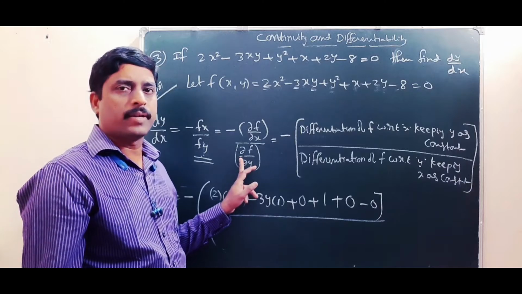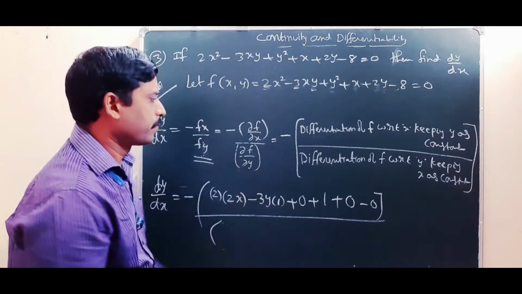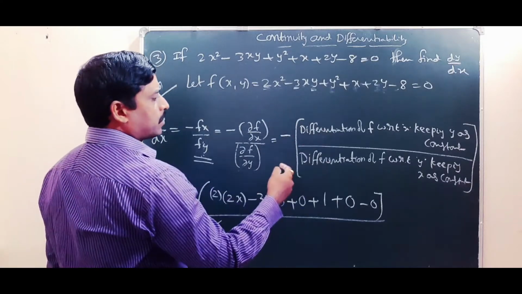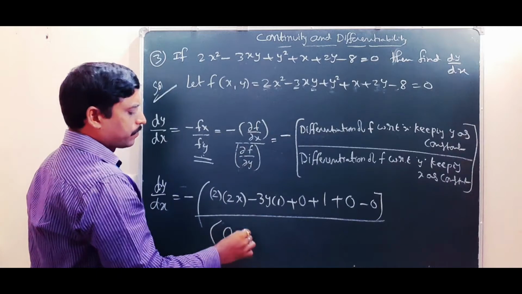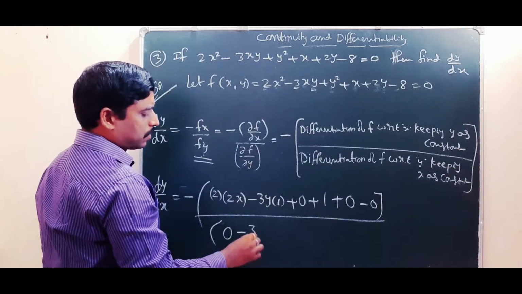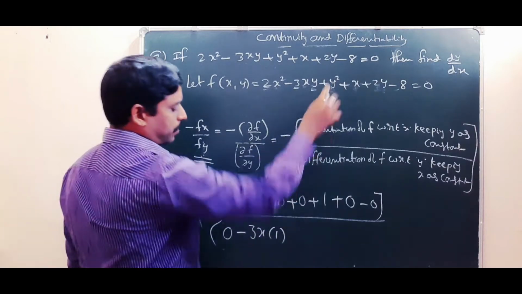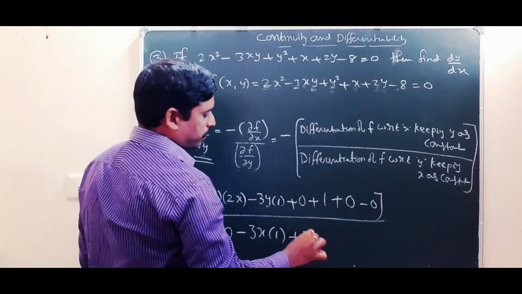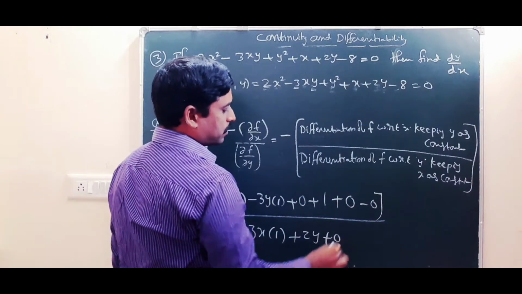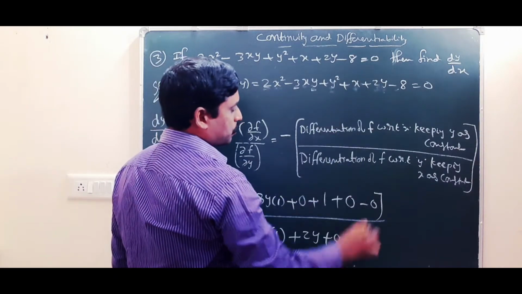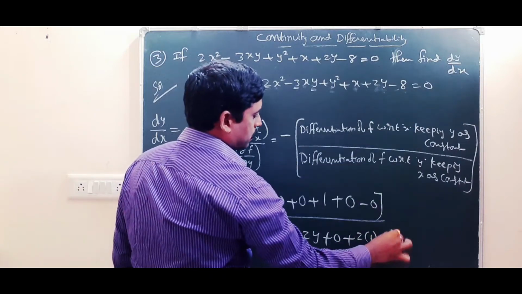This means partial differentiation of f with respect to y, keeping x as constant. So differentiation of f with respect to y: 2 is constant, x is constant, derivative 0. Minus 3x is constant; differentiation of y will be 1. Plus differentiation of y² gives 2y. The derivative of x is 0, constant. Plus 2 times differentiation of y, which is 1. Minus 8, differentiation 0.